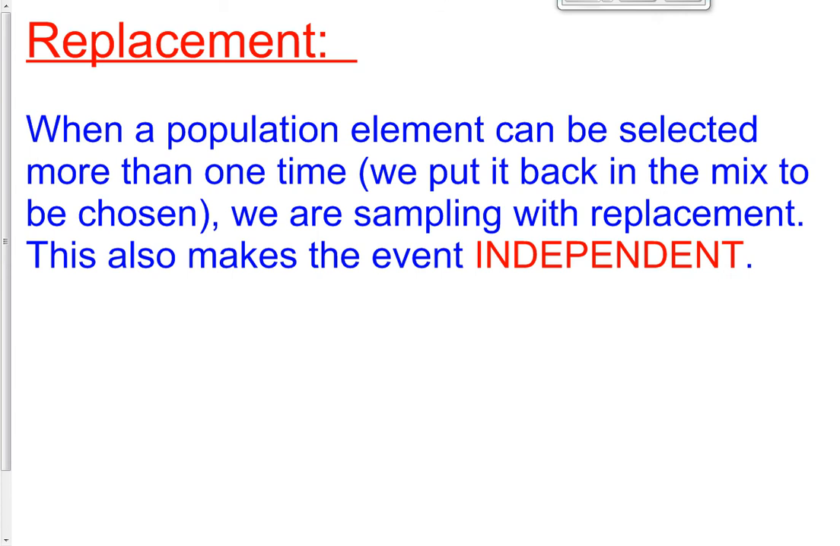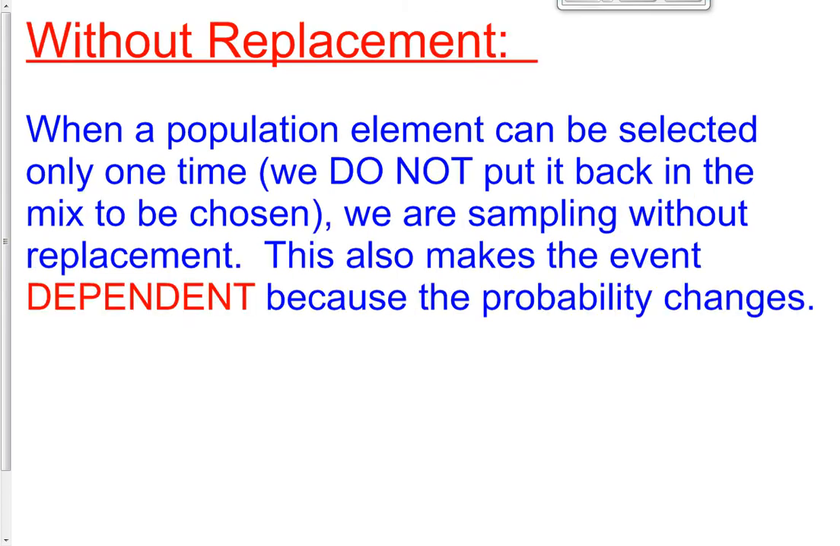Replacement is when a population element can be selected more than once, meaning that we might draw something, put it back in the mix, and then it can be chosen again. When we are sampling with replacement, it makes it an independent event because it doesn't change the other probabilities of happening. And then without replacement means that we don't put it back. So when a population element can be selected only one time, it cannot be chosen again. That makes that situation a dependent event because then the probability changes for the next event. So that's what those two terms mean.